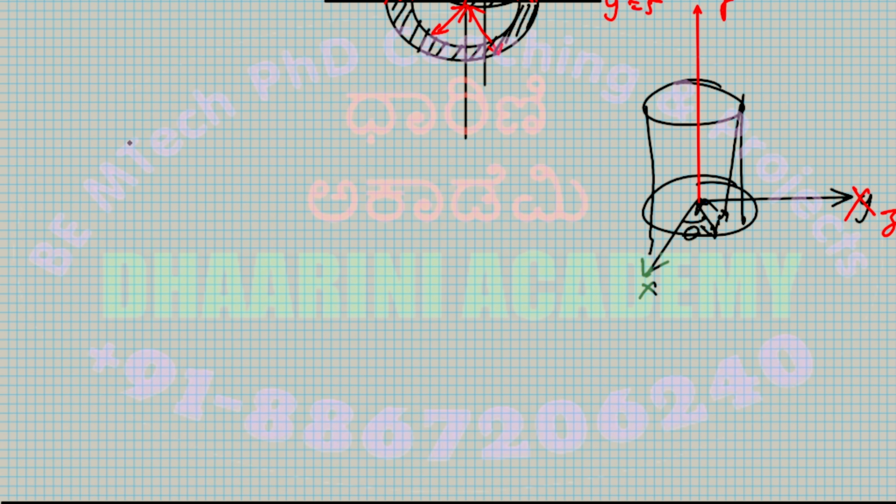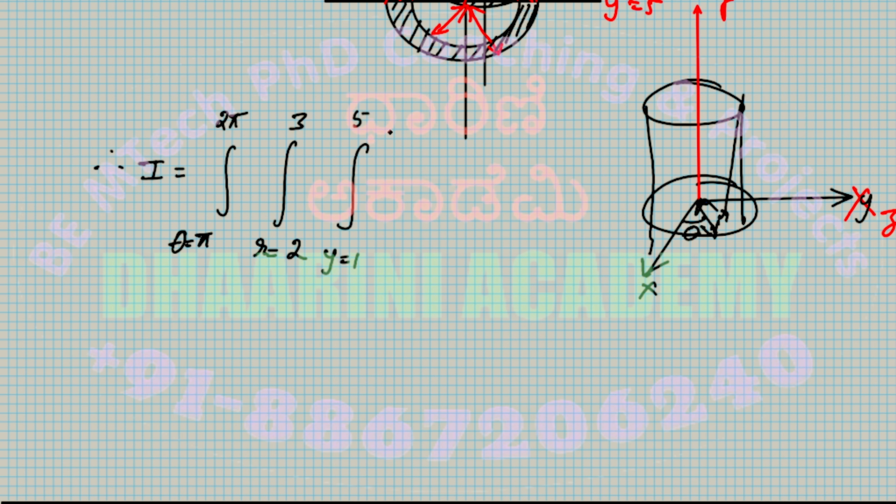Therefore, I is equal to the triple integral. The first one will be for theta. Theta goes from pi all the way to 2 pi. Then I'm writing for r. R varies from where to where? 2 to 3. Then for y, it is 1 to 5.